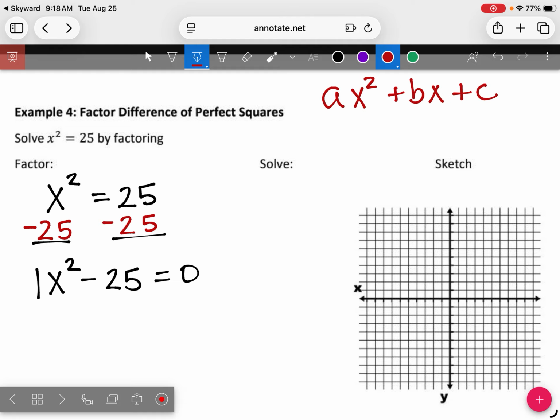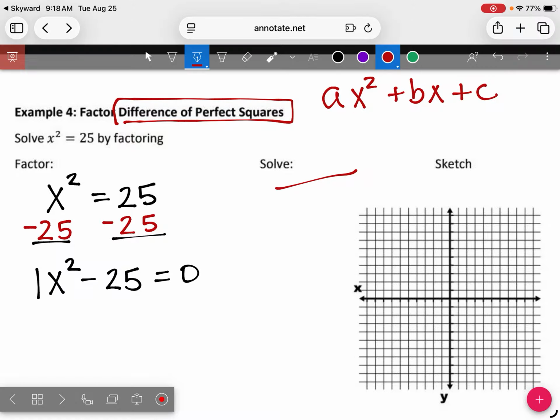So again, I only have two terms. Do I have an A and a B or an A and a C? A and a C. This is the difference of two squares. This is a pattern. The difference of perfect squares. So what you do when you see this pattern, we don't need to make a box. We don't need to make an X. If you look at your multiplication chart, notice that you have a diagonal line. Those numbers are called perfect squares. Perfect squares are numbers that multiply.